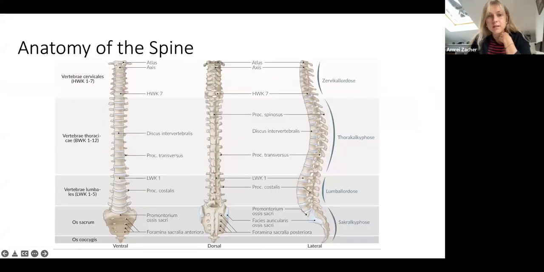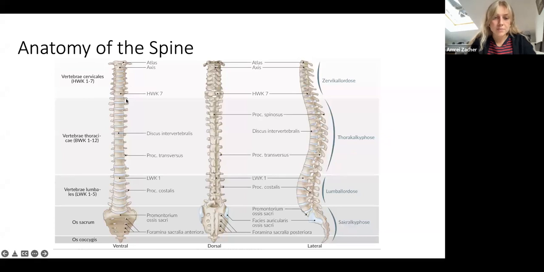I will first do a little recap of the anatomy of the spine, just because I think it's much easier to understand the symptoms that occur in these disorders if you really have in mind the anatomy that lies behind it. So first of all, the spine consists of vertebrae, so the bone. We have 7 cervical vertebrae, then 12 thoracic vertebrae, 5 lumbar vertebrae, and then the os sacrum, which consists of 5 vertebrae that are ossified together, and then the coccygeal part.